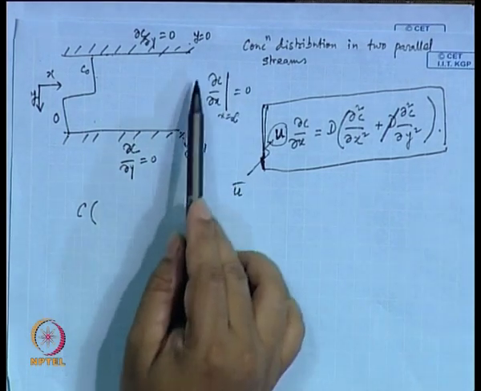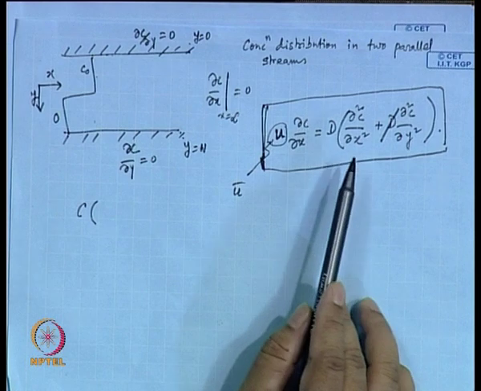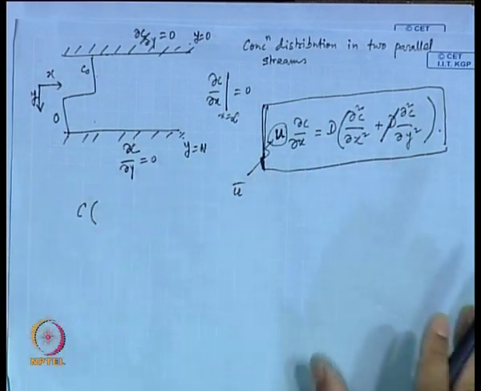And here I say del C del x at x equal to infinity is equal to 0. That means, at infinity you consider the two streams to be well mixed. So, these concentrations stop changing.